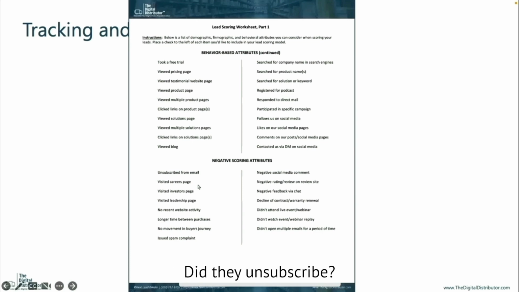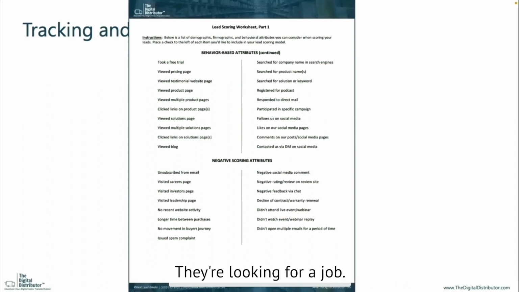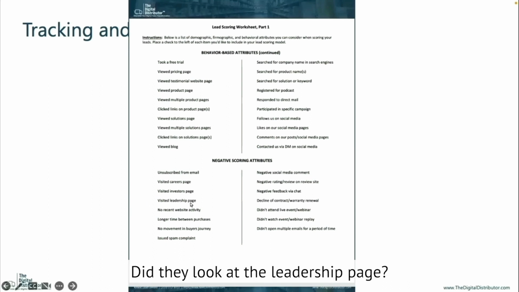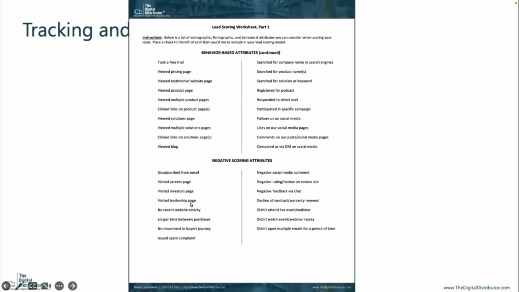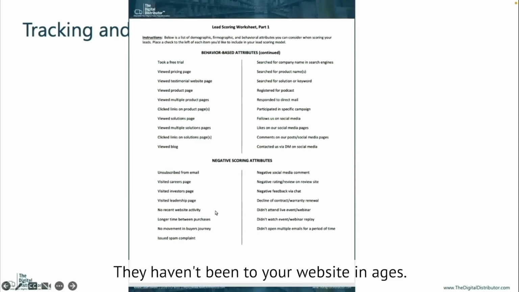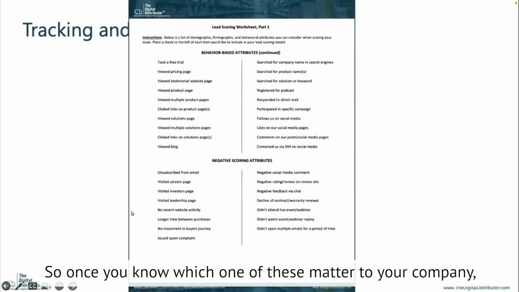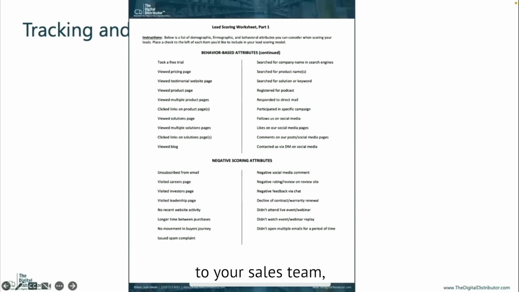And then there's negative scores. Did they unsubscribe? Did they look at a careers page? If they did, they're not going to be a customer. They're looking for a job. Did they look at the leadership page? That could be a plus or a minus. They haven't been to your website in ages. They haven't opened anything in ages. That's a negative attribute.